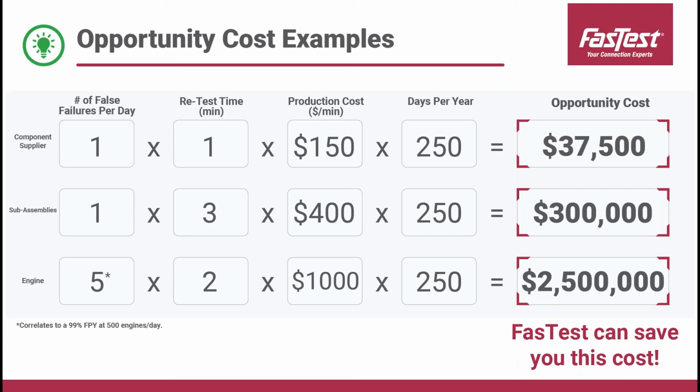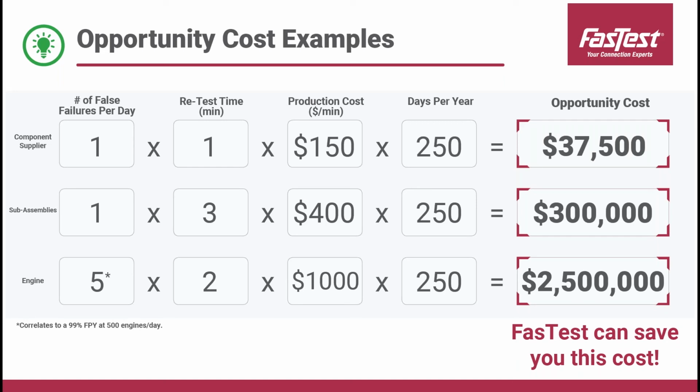And in engine manufacturing, one of the more complex products that's produced around the world, at the leak test cell, that engine has been fully assembled and a significant amount of cost has gone into it. So we've estimated production costs at about $1,000 a minute and a test time on that engine of 2 minutes. And if they see 5 false failures a day, that can add up to $2.5 million in production time that is lost. And 5 false failures a day, we've got a note there, correlates to about a 99% first pass yield at 500 engines a day. And we rarely see manufacturers producing at 99% first pass yield.